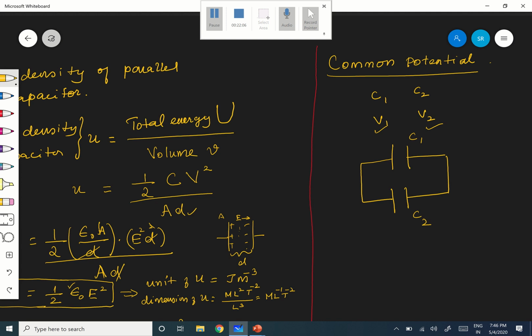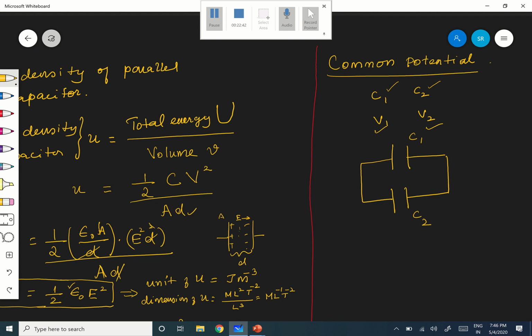Once I connect it, what happens is the charge flows from the capacitor which is at a higher potential to the capacitor which is at lower potential. Very important. So I have two capacitors having capacitance C1, C2, and they are charged to different potentials. The potential is different, right? And now I am connecting them. Here it is a parallel connection, right? Now I am connecting them by means of any conducting wire.